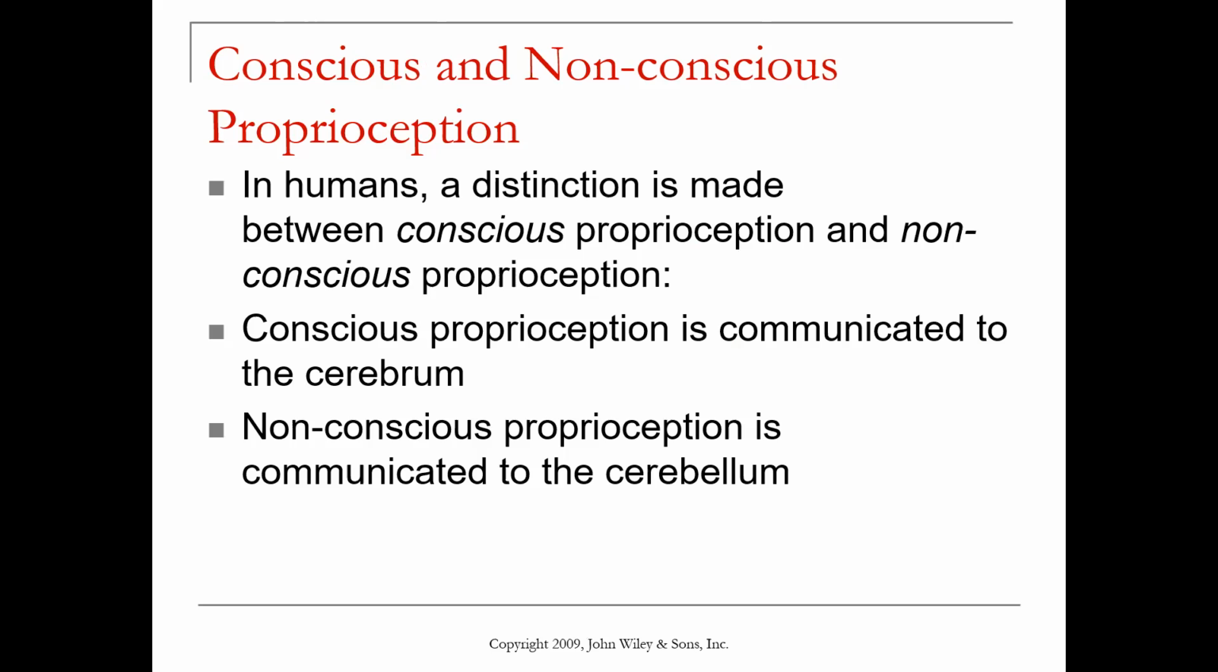Non-conscious proprioception goes to our cerebellum, where we store our muscle memory. We store a lot of our learned reflexes. We don't stop to think about that action. Whereas with the cerebral hemisphere, we can think about it, we're aware of the perception, the proprioception, and we respond. But with non-conscious, we respond automatically.